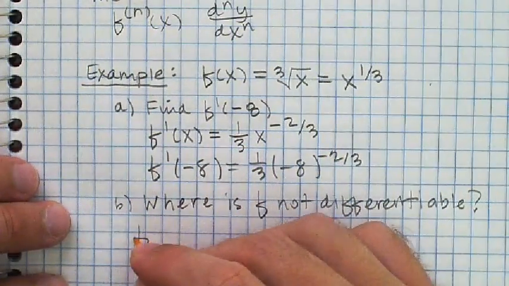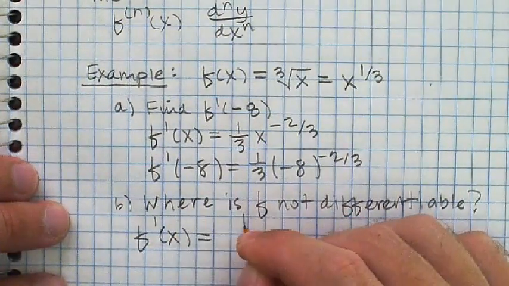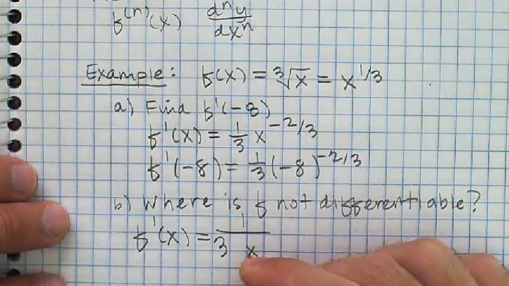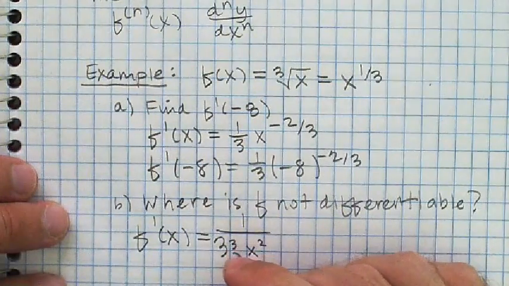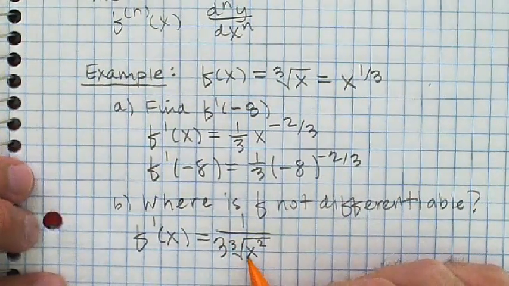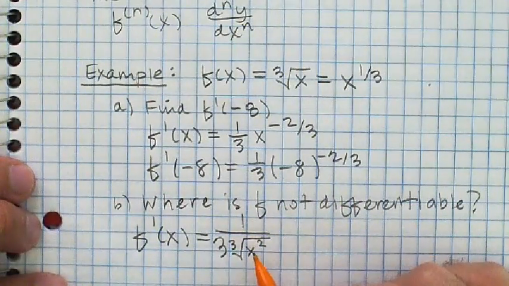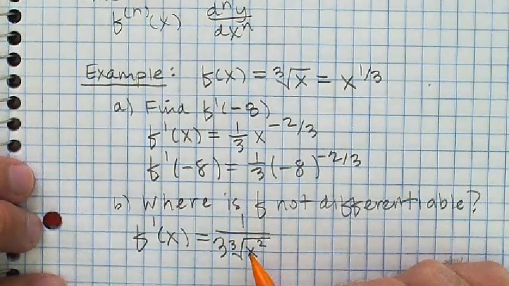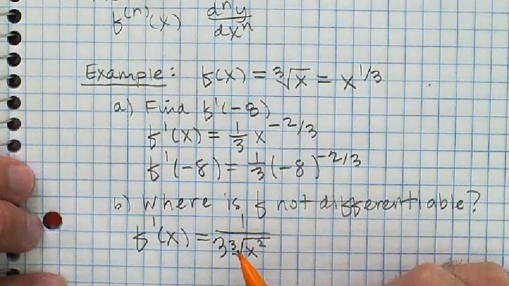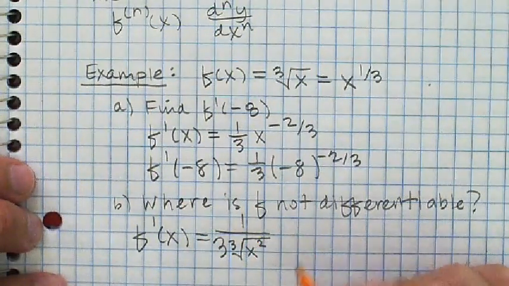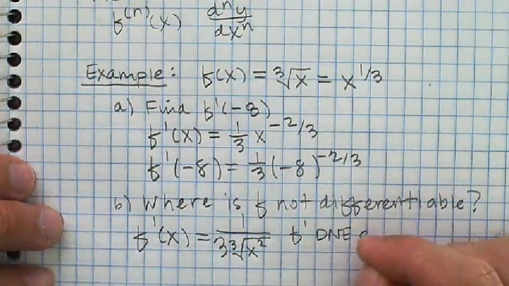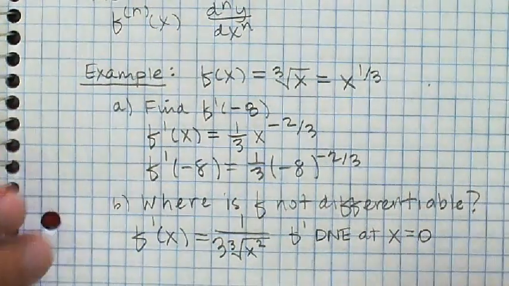Well, what that really is, f prime of x is equal to 1/3, and then x to the -2/3 is like x to the 2/3 in the denominator, which is x squared cube rooted. And now you can see if I put in 0 for x here, that's going to cause a 0 denominator, and that's going to be undefined. Specifically, the closer we get to dividing by 0 here, the bigger this derivative is going to get. And that's why it makes sense that our slope is going towards infinity, right? Because we're getting closer and closer to taking 1 divided by 0. Okay. F prime does not exist at x equals 0.